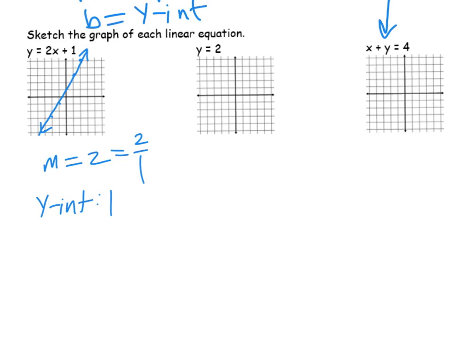Okay? You can see why slope-intercept is nice. If you can identify what those two numbers are, both the slope and the y-intercept, graphing a line is not too terrible to do. It's pretty straightforward.